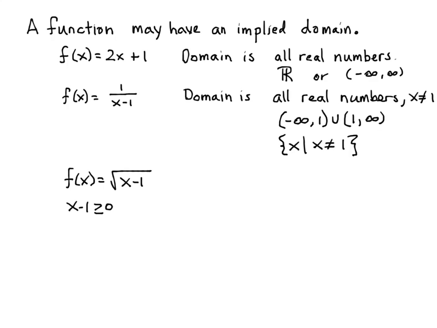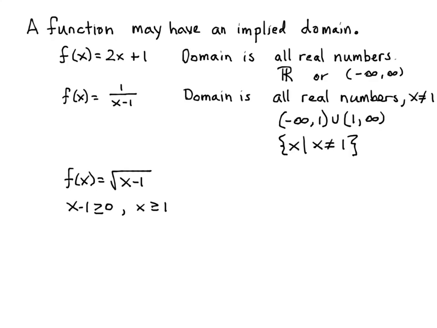Notice that we can only take the square root of 0 or a positive number. We can't take a square root of a negative number without getting into imaginary numbers. So in other words, this expression on the inside, this x minus 1, has to be greater than or equal to 0. All right, so if I just solve that, add 1 to both sides, x is greater than or equal to 1. Now this is our domain, right?